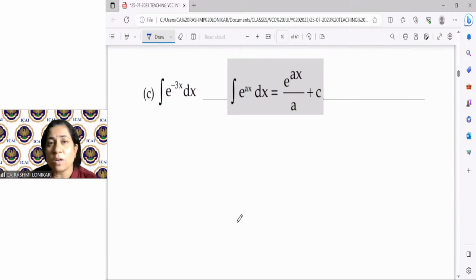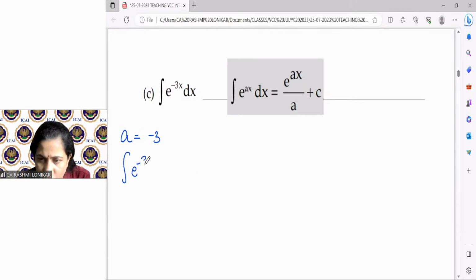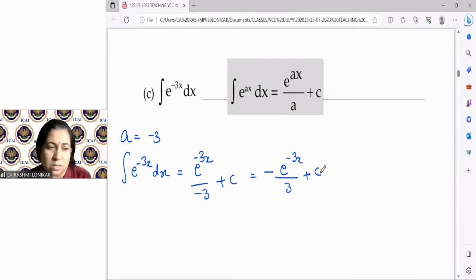Okay, now we talked about the algebraic functions. Now we are talking about the exponential functions. Okay, so integral of e raised to minus 3x, we are using the formula integral e raised to ax dx is equal to e raised to ax upon a plus c. So what is my a? a is equal to minus 3. So integral of e raised to minus 3x dx is equal to e raised to minus 3x upon minus 3 plus c. Okay, so this is equal to minus e raised to minus 3x upon 3 plus c.